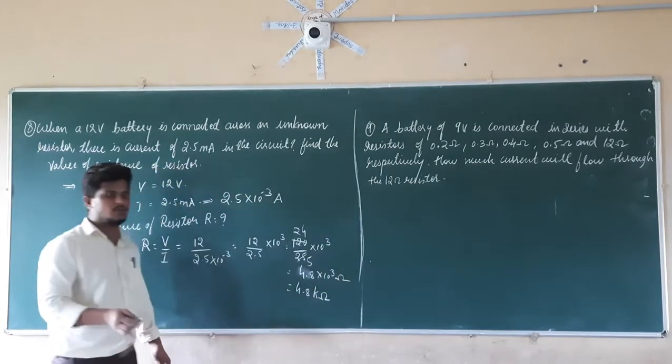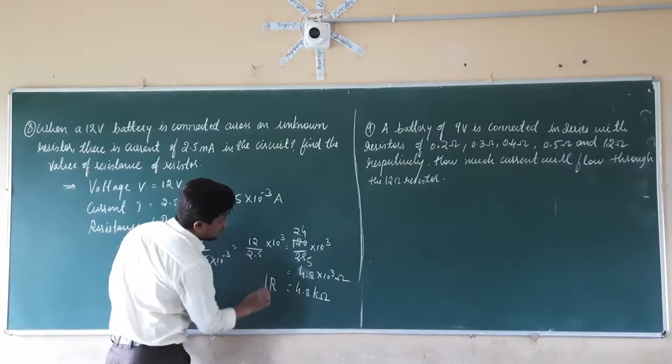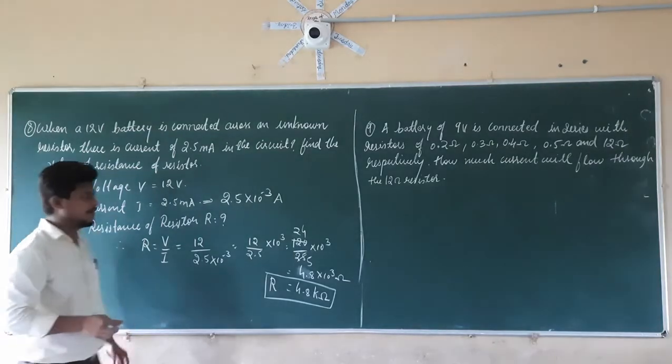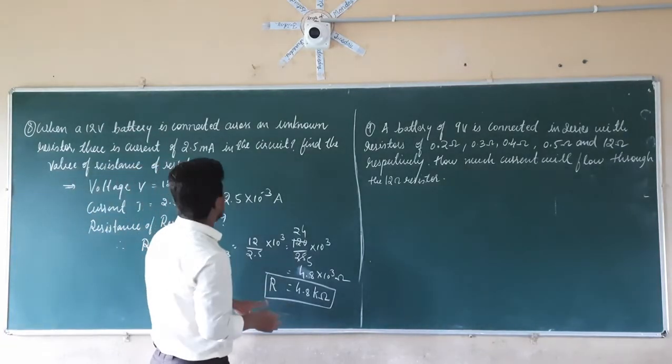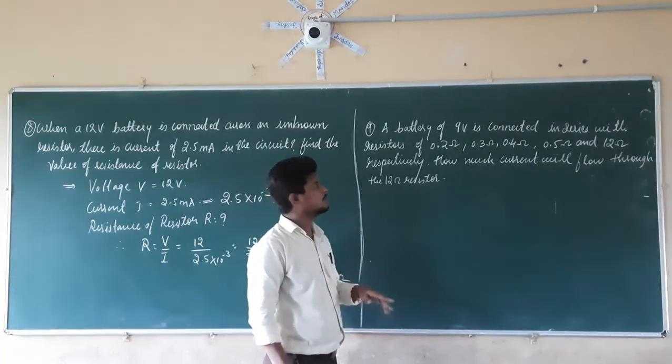Since 10 raised to 3 is equal to what? It is nothing but kilo. So the resistance value is nothing but how much? It is equal to 4.8 kilo ohms. Right. So this is about problem number 8. Now next let us consider problem number 9.